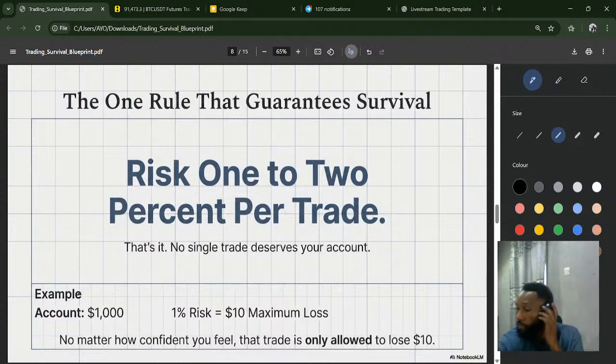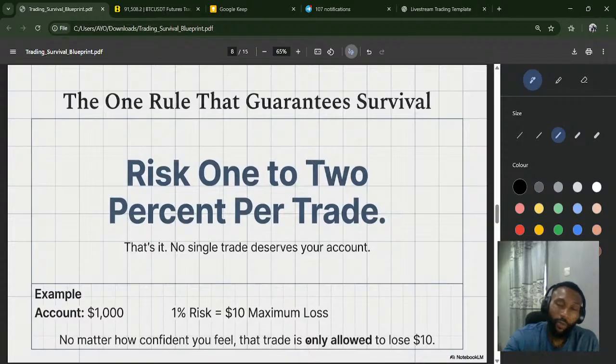So for this example, like we said, with $1,000, 1% risk is $10 per trade, every trade. So no matter how confident you feel, that trade is only allowed to lose $10.